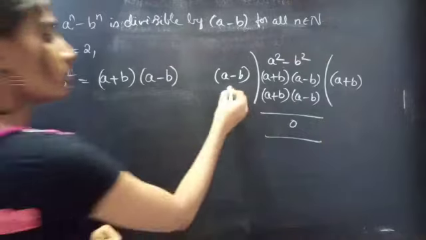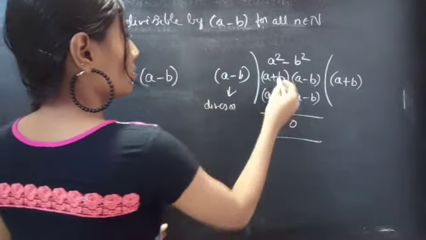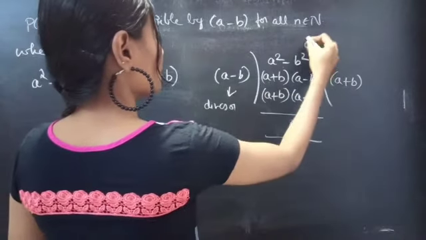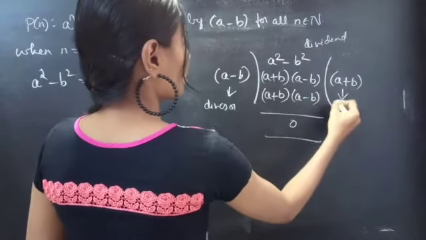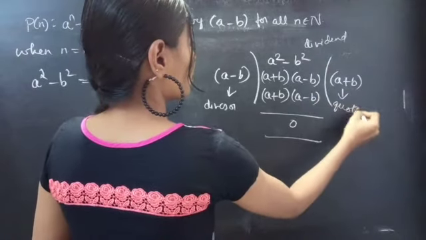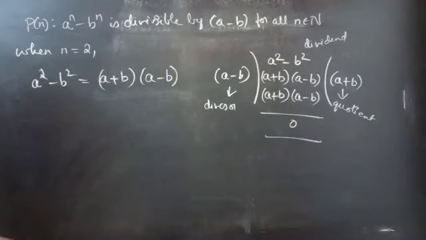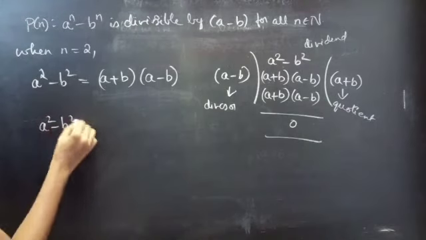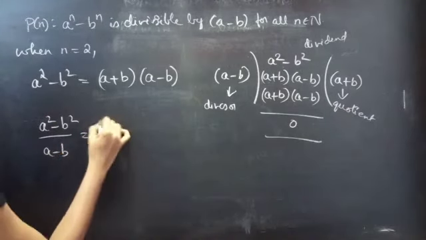So, here, this is our divisor. This is a plus b into a minus b, our dividend. And this is our quotient. And 0 is our remainder, right? Just I'm showing you like this.